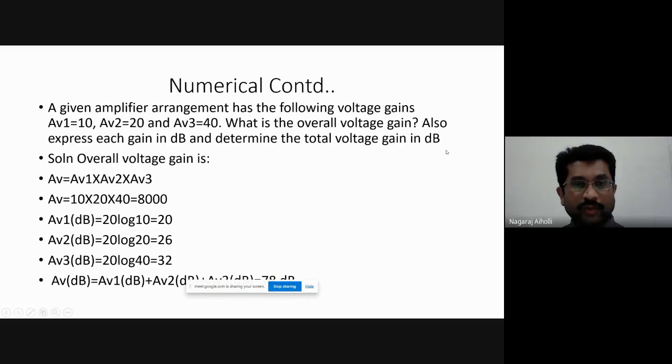It's an examination problem. In the examination, it has been asked twice or thrice. A given amplifier arrangement has the following voltage gains: AV1 equal to 10, AV2 equal to 20, AV3 equal to 40. What is the overall voltage gain? Also express each gain in dB and determine the total voltage gain in dB. Note down this.